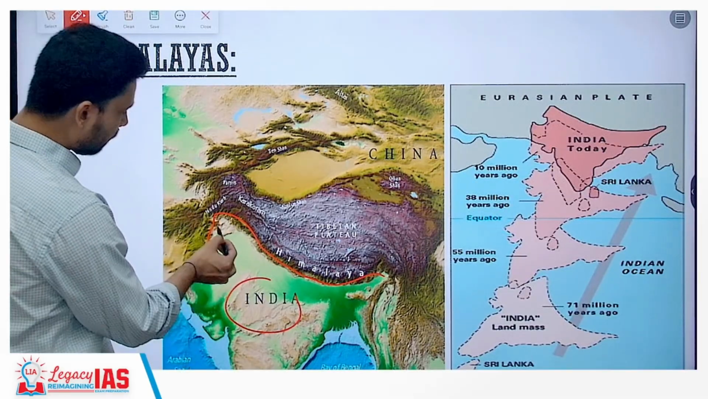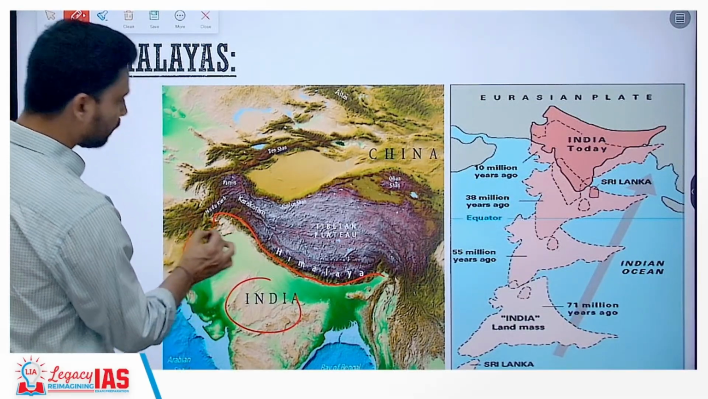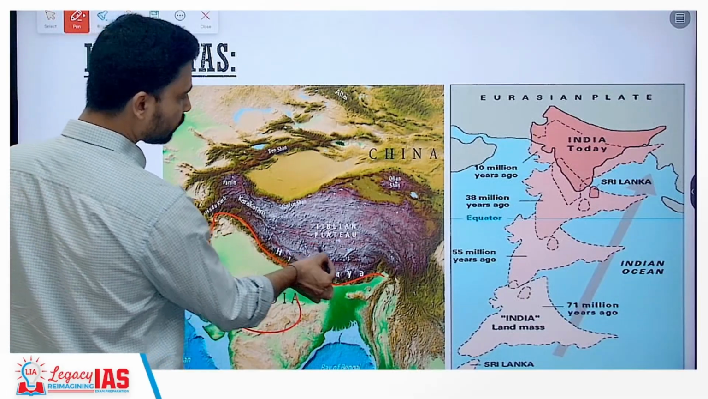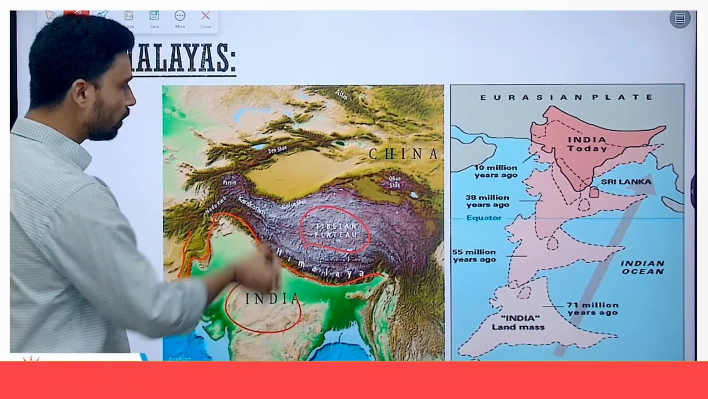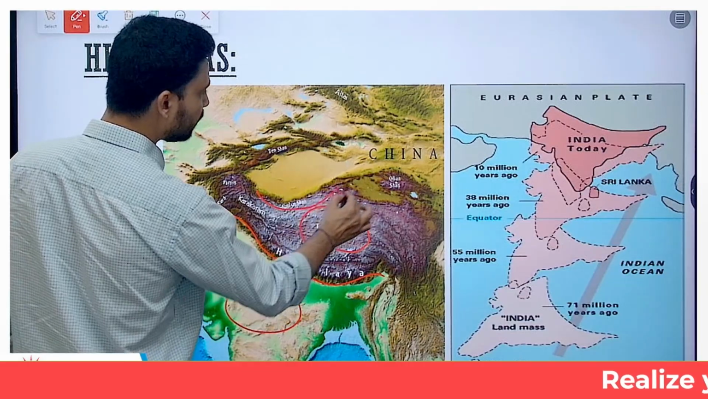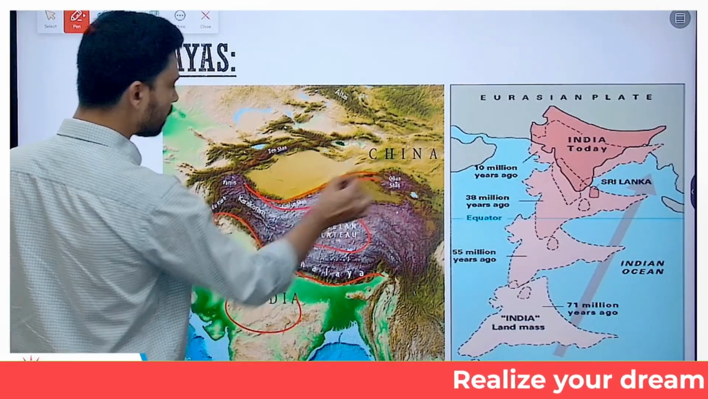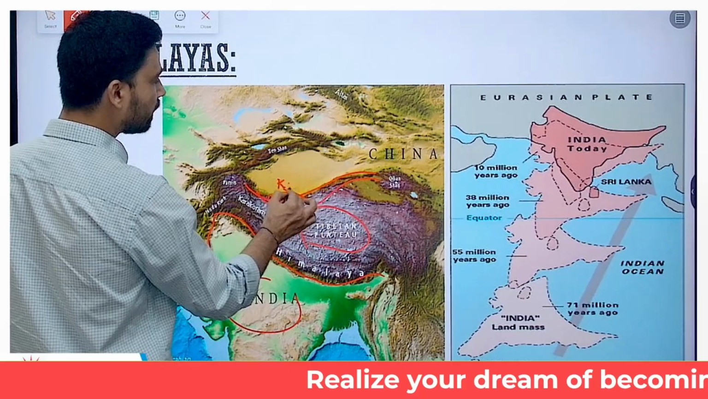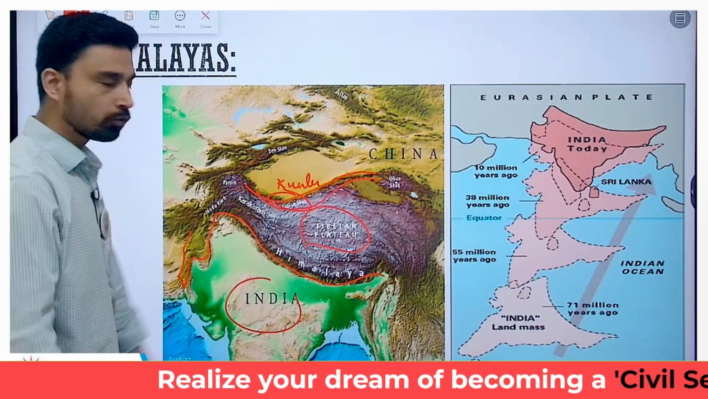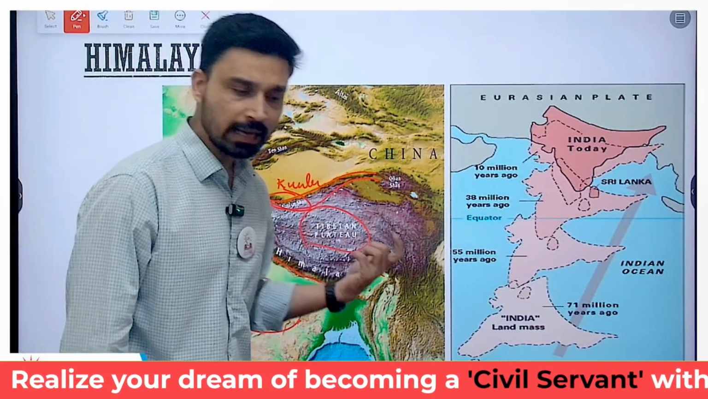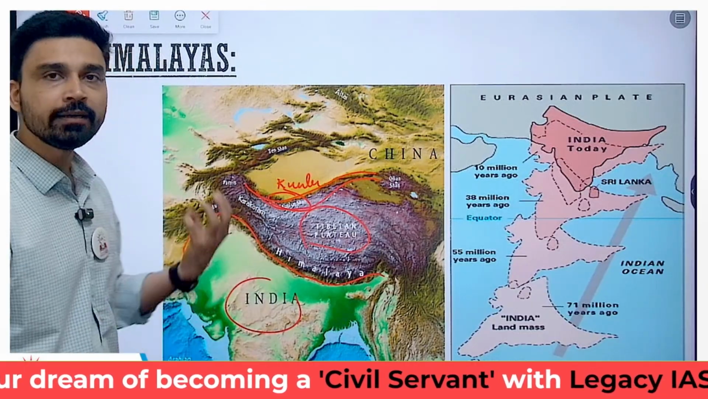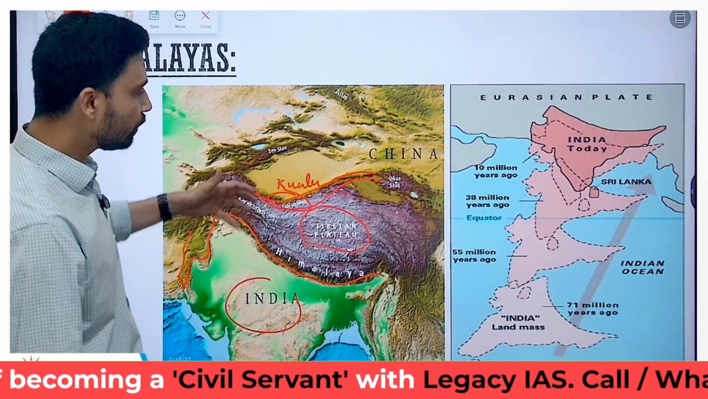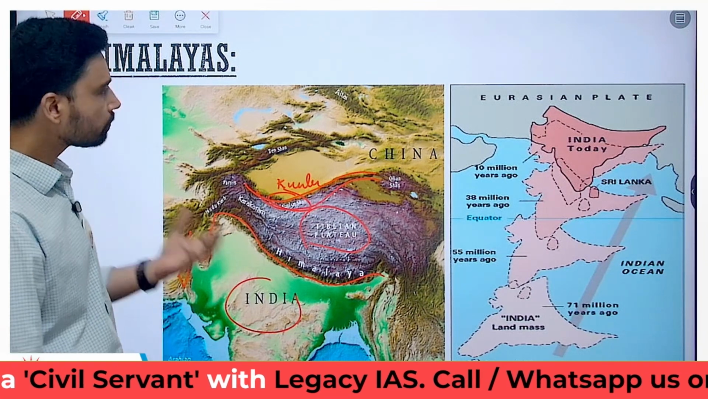Now, if you keep an eye on the map here, you can see that as you cross the Himalayas, you enter into the Tibetan Plateau, and on the other side of the Tibetan Plateau, extending in China from Central Asia, you have another mountain range called the Kunlun Mountain. So the Tibetan Plateau is an example of an inter-mountain plateau, that is, a plateau located between two different mountain ranges.